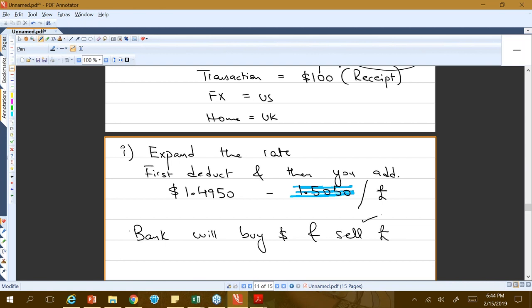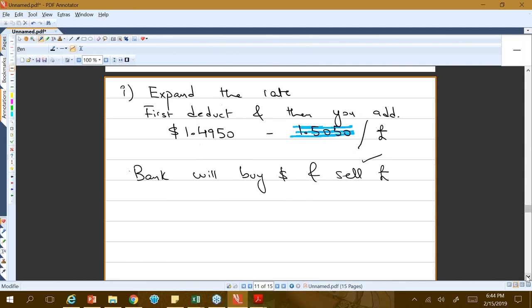Now, if they're going to sell us the pound here, which is the home currency, are they going to sell us at the low rate or the higher rate? Well, the bank always sells at the higher rate. The bank buys at low and sells at high. So the bank will always sell at the high rate, i.e. 1.5050. So that's one way of looking at this.